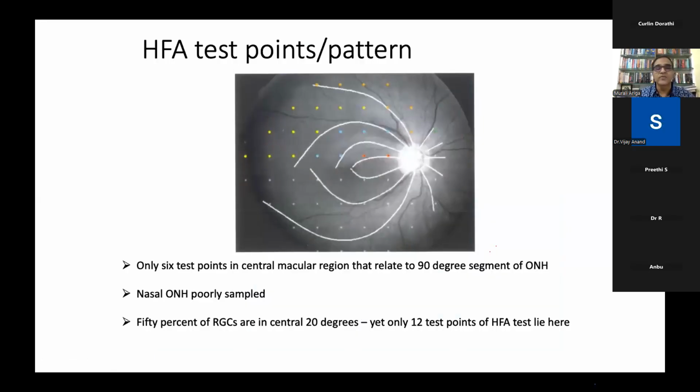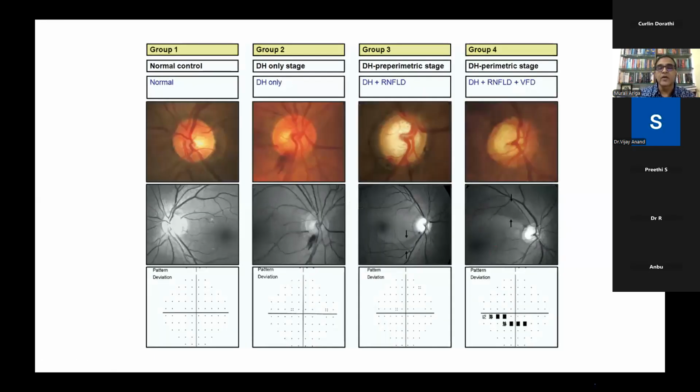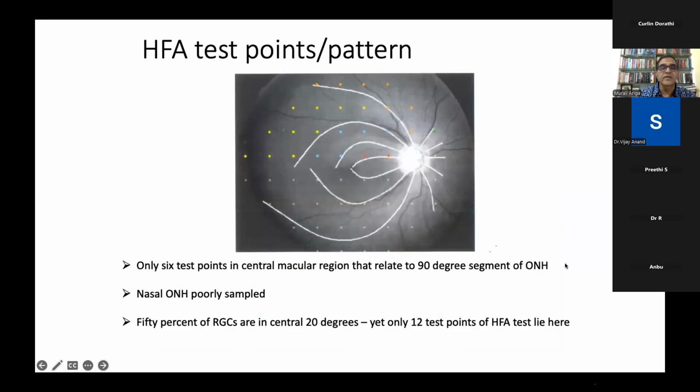Why is it that we are missing this so-called pre-perimetric glaucoma? Why are we not seeing this on perimetry? The reason is that only 6 test points in the central macular area, which correlate to a 90-degree segment of the optic nerve head, are sampled in the 24-2 and 30-2 tests. The nasal optic nerve head is very poorly sampled, and 50% of the retinal ganglion cells, mind you, are in the central 20 degrees, yet we only have 12 test points in the Humphrey which lie here. So obviously, we are not testing enough in the areas which are important. That is why you are not seeing it.